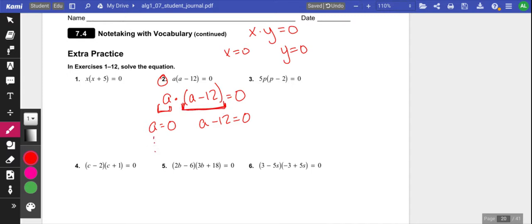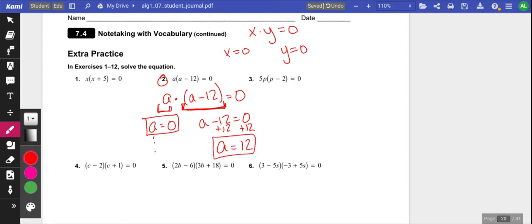This one, there's nothing else to solve. It's already done, a equals 0. Here, an easy little one-step equation. It's always just going to be maybe a 1 or 2-step equation. They're usually pretty simple. Add 12 to both sides. I get a equal to 12.